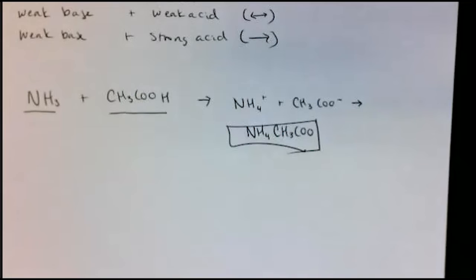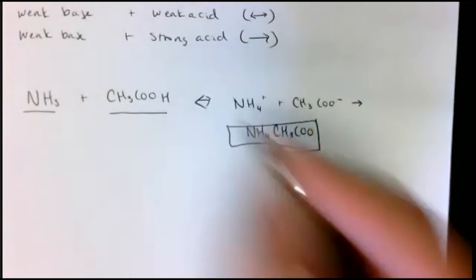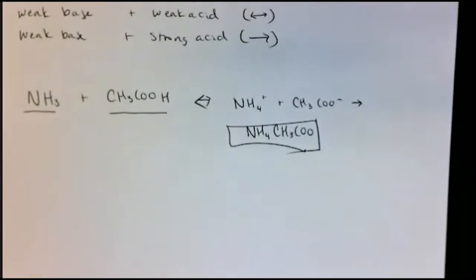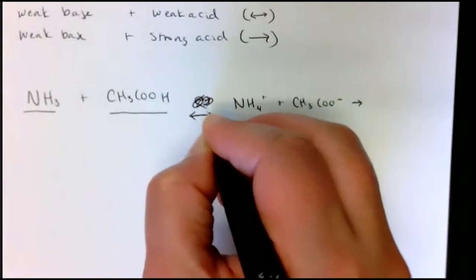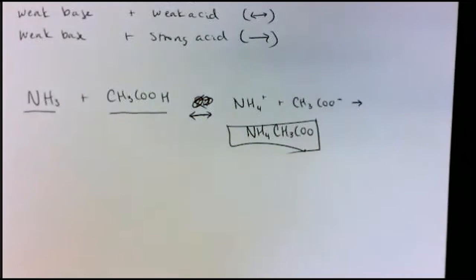So this is a weak base and a weak acid. Correct. Then why would the arrow not be equilibrium? Oh, I'm sorry. Yes, okay. That is supposed to be an equilibrium arrow. My bad. I was even trying to point that out, and then I missed it.